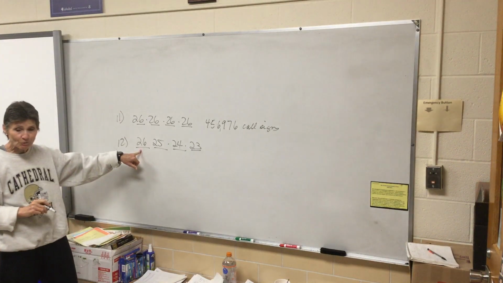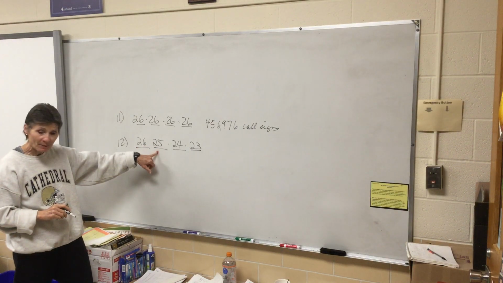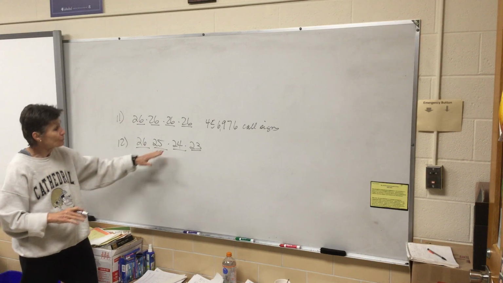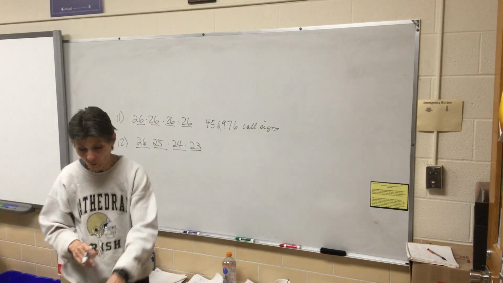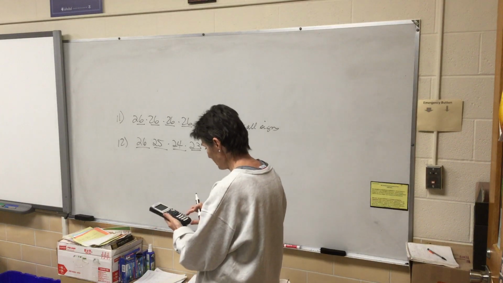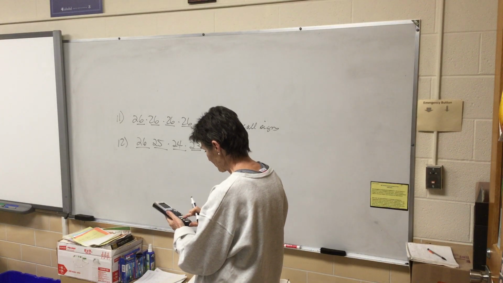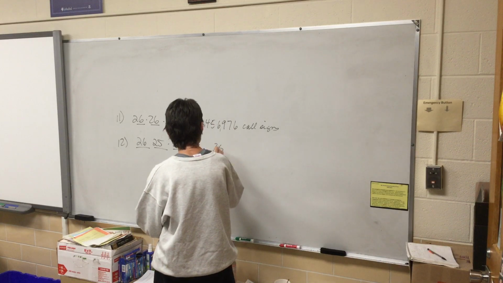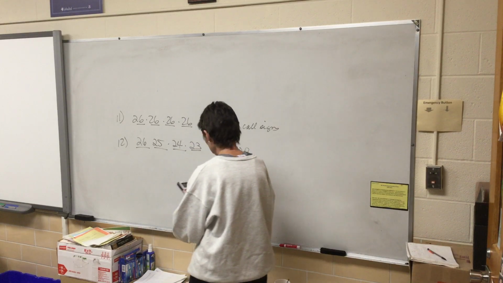Because whatever letter you picked first, you can't pick here. So now you're down to 25. But now you've picked 2, so you're down to 24, and so on. I'm going to multiply all those together. And I get 358,800.